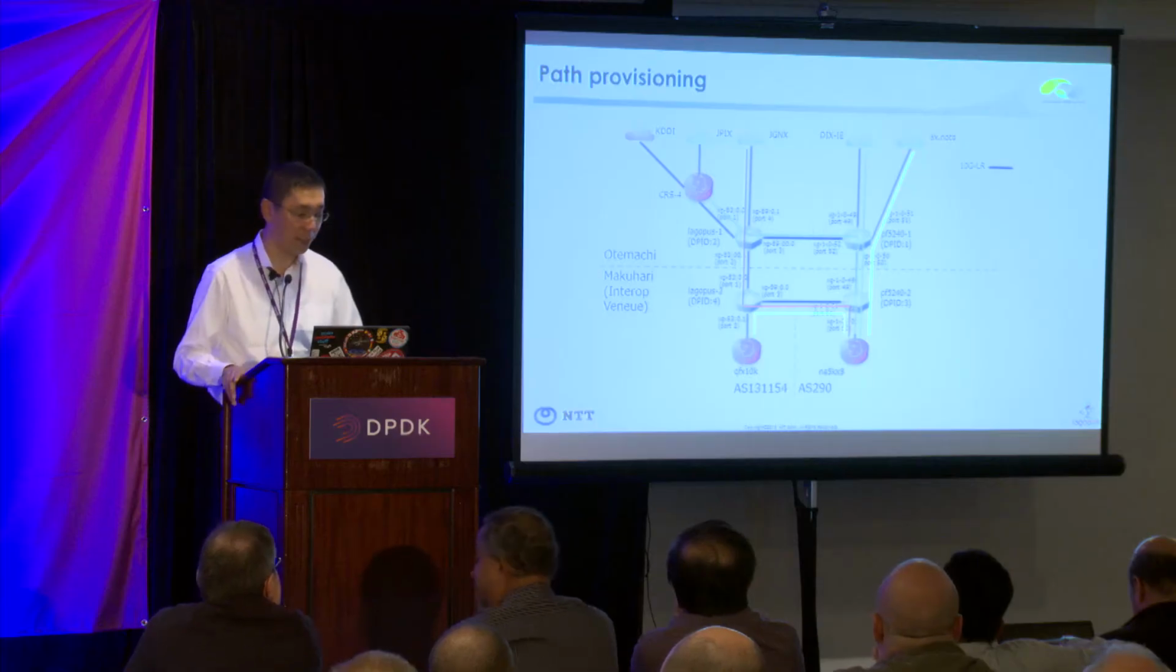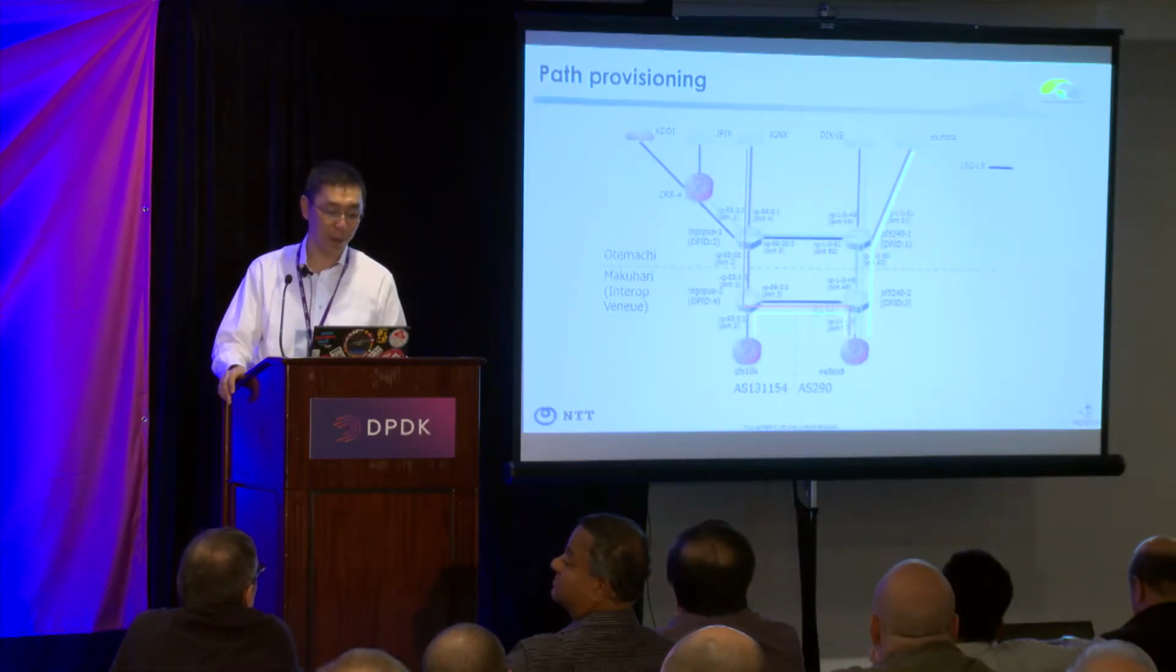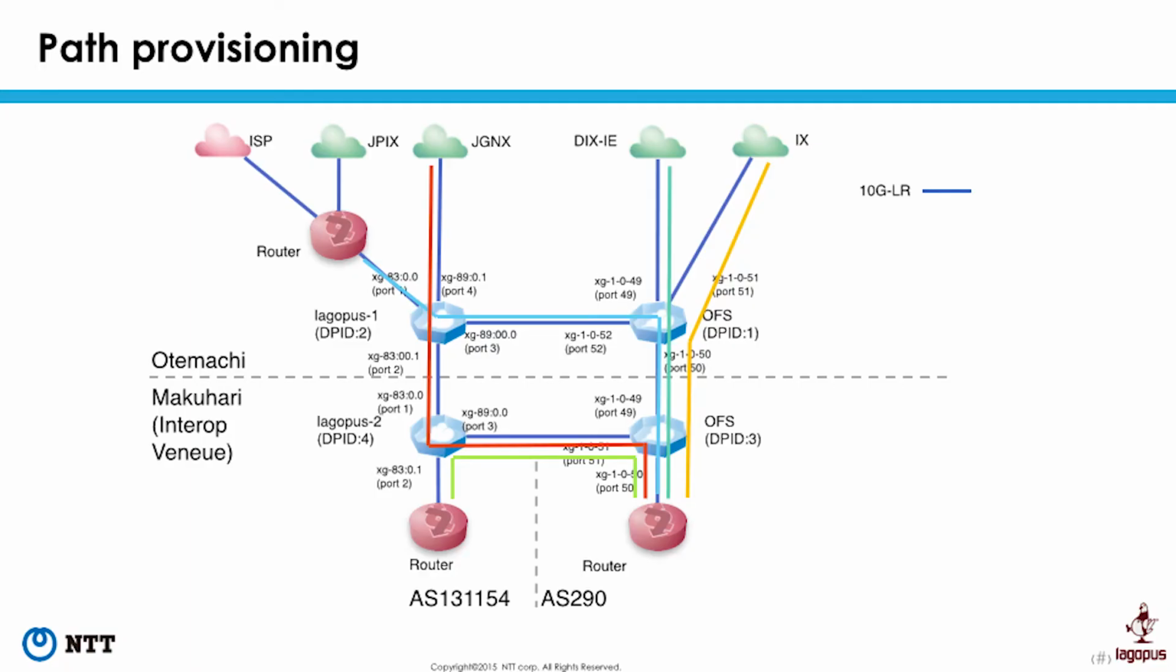Okay, this is an overview of path provisioning between some service providers. Each service provider requests the IX controller to open a path between some ISPs. The system automatically provisions the path between the ISPs using layer 2 technologies.